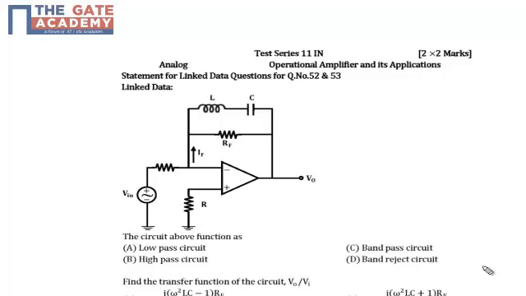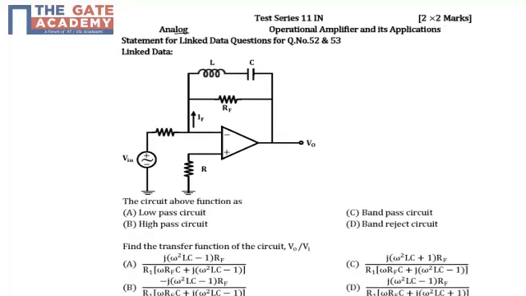Hello friends, this question is from test series 11 from the subject of analog, and the topic name is operational amplifier and its application. It's a linked data question. In the problem, we have one op-amp based network which is acting as a filter, because in the feedback path we have an inductor L and the capacitor C.